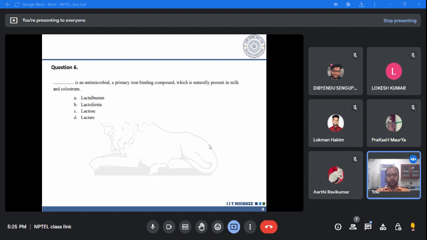Question 6. Fill in the blanks. There is a dot, an antimicrobial, primary iron-binding compound which is naturally present in milk and colostrum. This is a very simple question. If you have read dairy technology, or if you are preparing for some competition exam like NET, you must know the answer for this question. Please answer in the comment box.